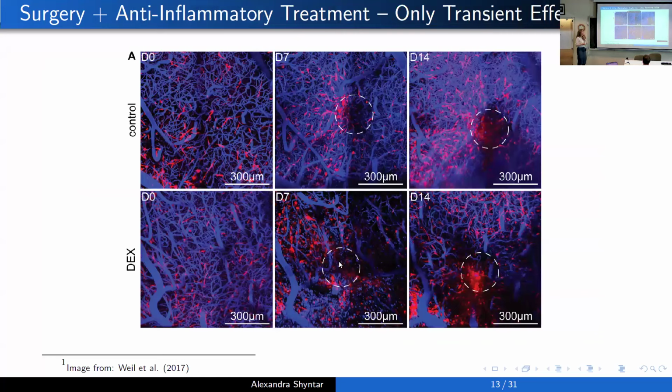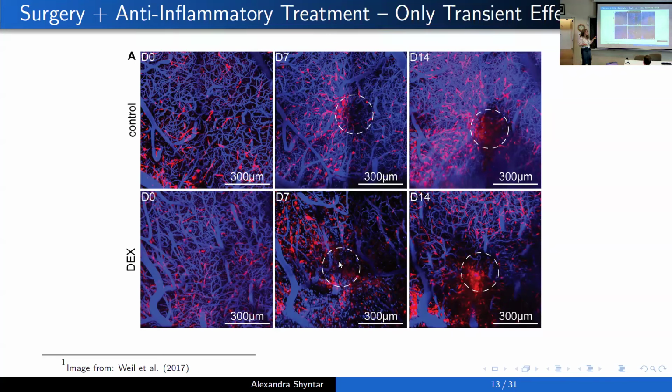Then they also tested an anti-inflammatory treatment. So now this time the blood vessels are in blue and glioblastoma are in red. For this treatment, they took an anti-inflammatory drug, dexamethasone, and injected it on the day of the surgery, and then every day for 14 days post-surgery.